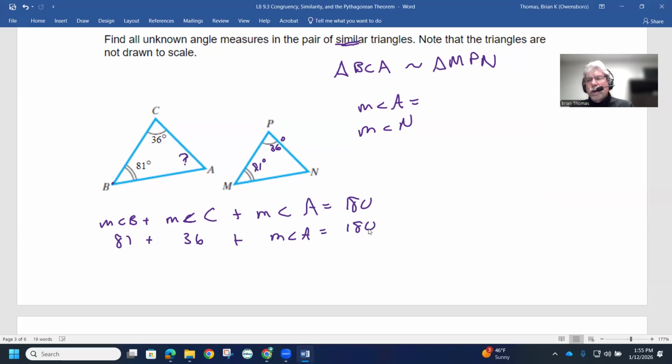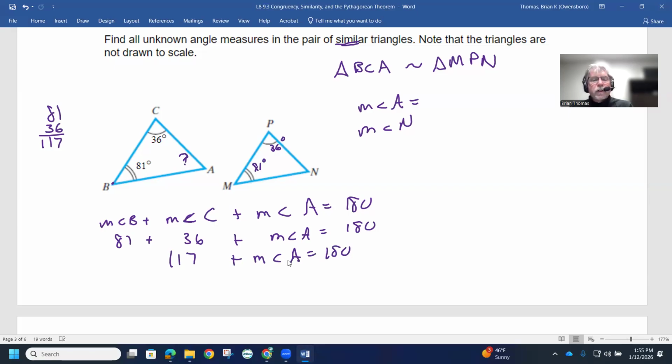So in equation, we have our strategies. So notice how we can add 81 to the 36. So 81 and 36. Again, you could use a calculator here, but I think I can get that math. 117. So 117 plus the measure of angle A must equal 180 degrees.